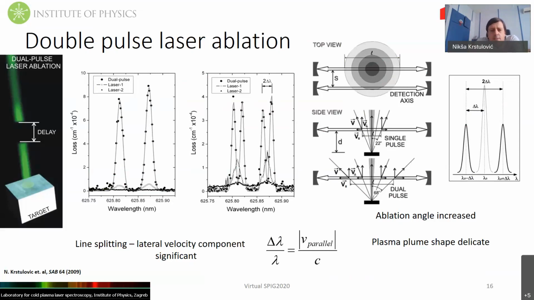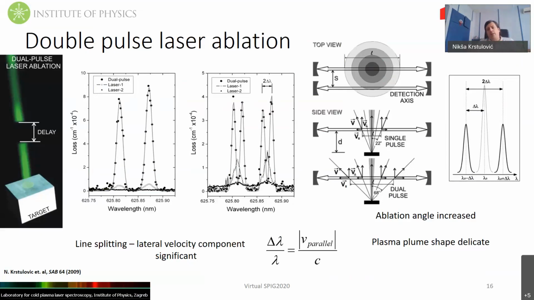Under some circumstances, such absorption lines may be not just Doppler broadened, but also Doppler split, because the lateral velocity component with respect to the detection axis becomes significant. So as you can see here, the ablation angle is then significantly increased, and the parallel component of the velocity is now also significant, which may cause splitting of lines, and by this we can then also calculate the parallel velocity component of the species.